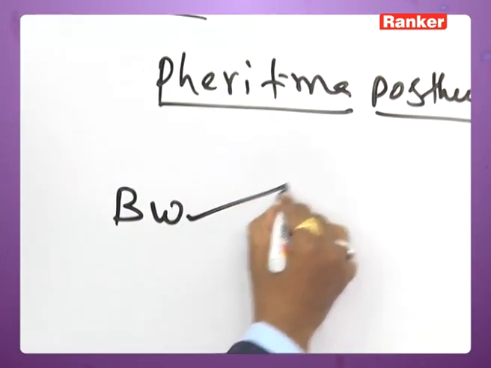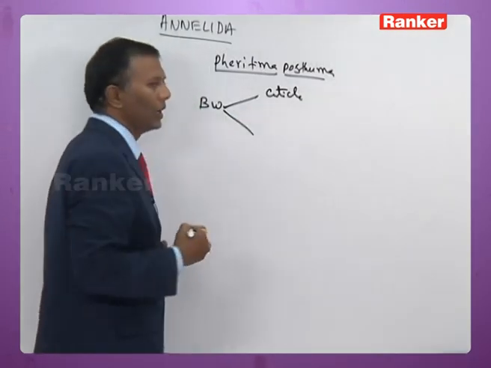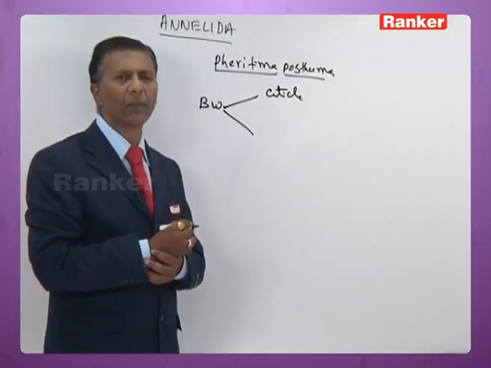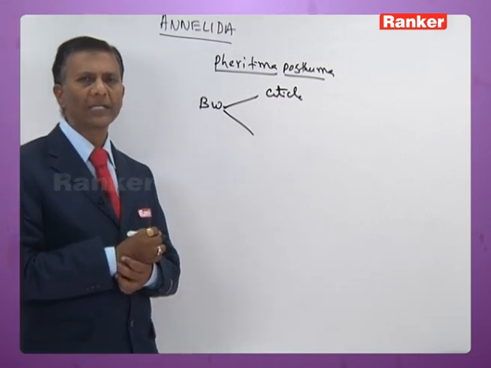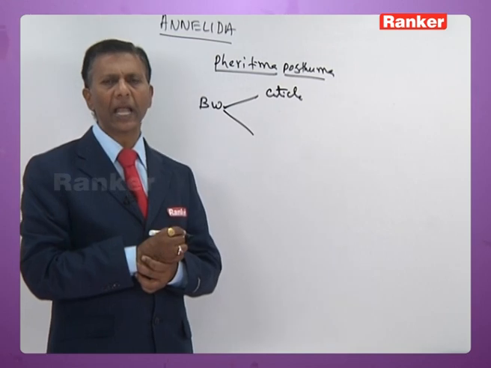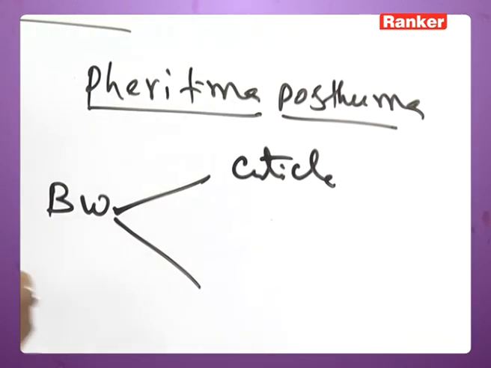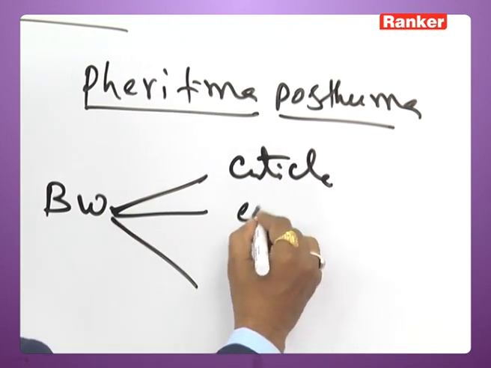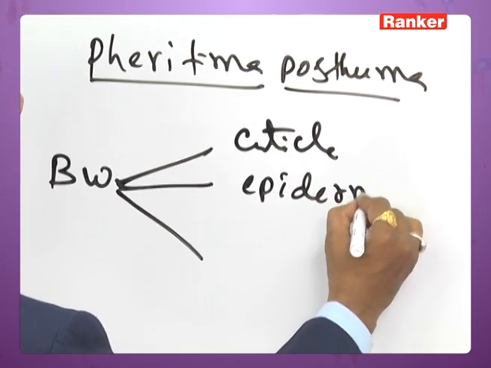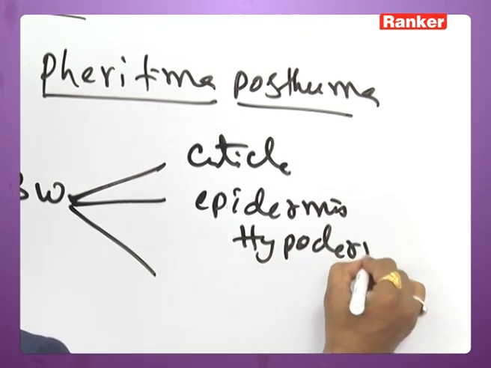The body wall of earthworm consists of an outer cuticle. Cuticle is a thin layer deposited with mucopolysaccharides, collagen, gelatin and chitin. It is often shed off by the molting process. Below the cuticle there is an epidermis. Epidermis is also called hypodermis.